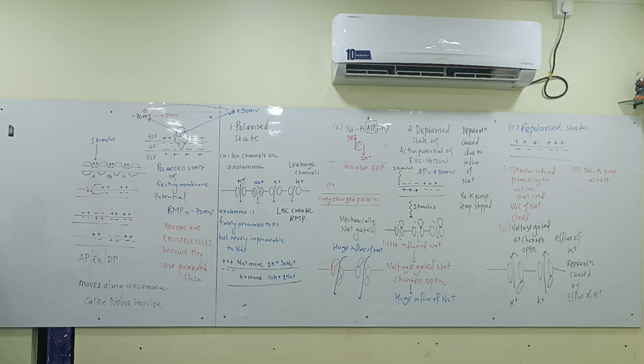Okay. So how many stages does the axolemma go through, guys? 3 stages. What are the 3 stages? The first stage is called polarized state. The second state is called depolarized state. And the third stage is called repolarized state. Okay. What about the LKC? That is leakage channels. Then sodium potassium pump, voltage gated channels of sodium and voltage gated channels of potassium.